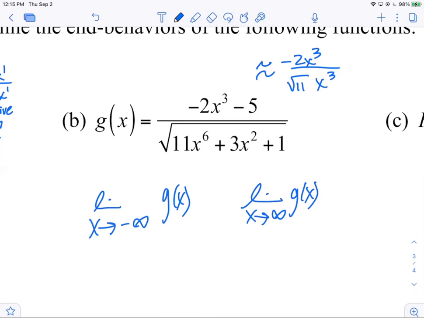All right, let's see how you did, because this one has a little bit of extra trickery to it. You can keep it with the radical on the bottom. That's perfectly fine.